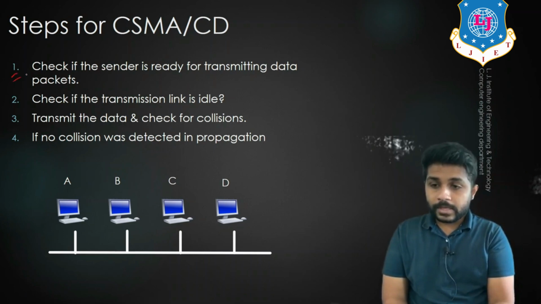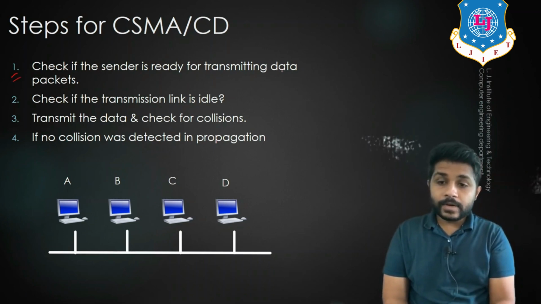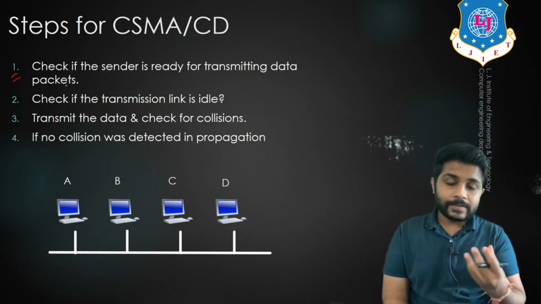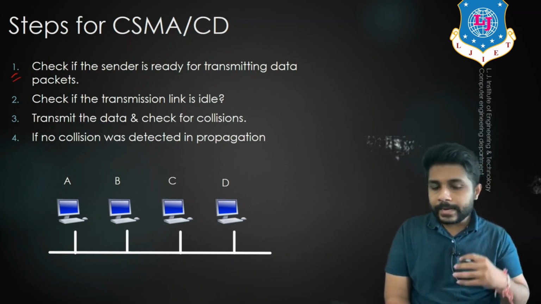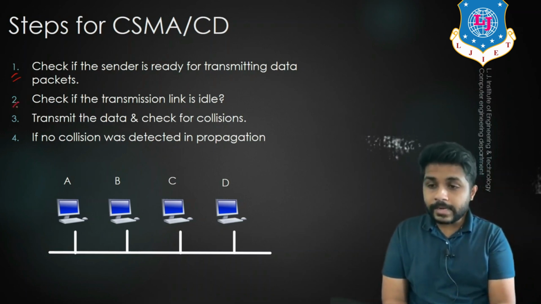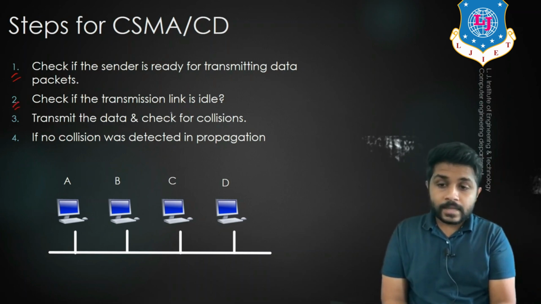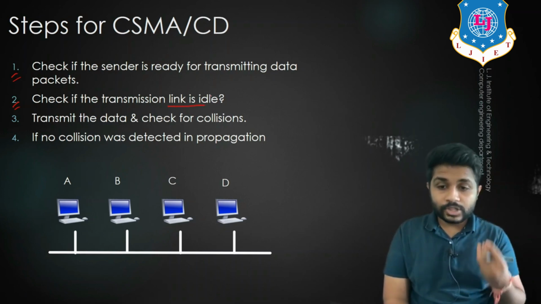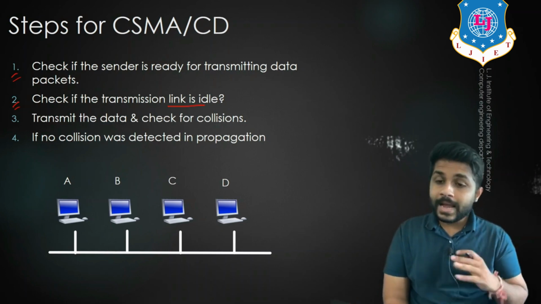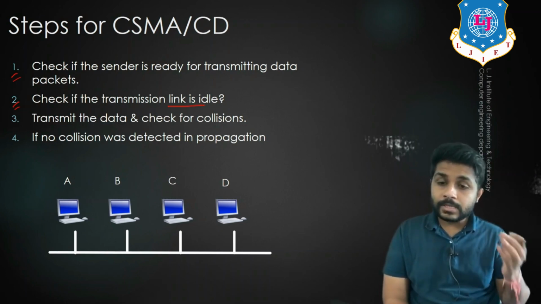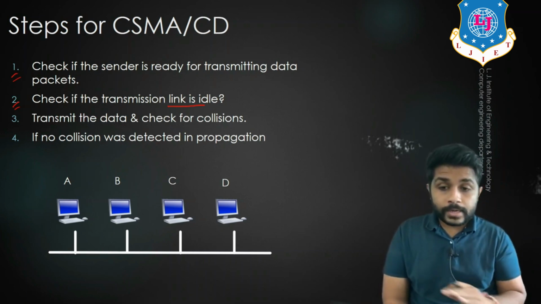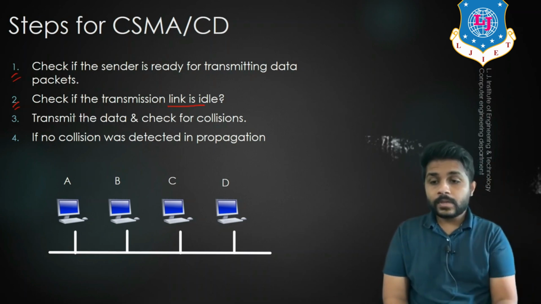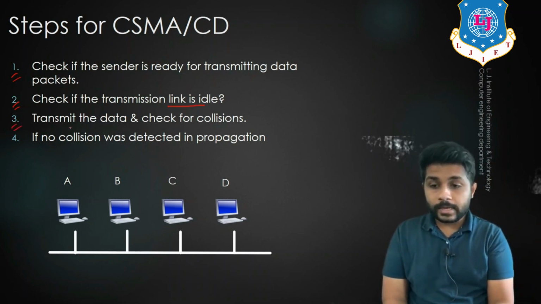So the first step is to check if the sender is ready for transmitting data packets or not, like if the sender has any data to send or not. If the sender has any data to send, in the next step, the sender will sense whether the link is idle or not. Idle means whether any data transmission is happening in the link or not. If the link is idle, if no data transmission is happening in the link, the sender will transmit the data.